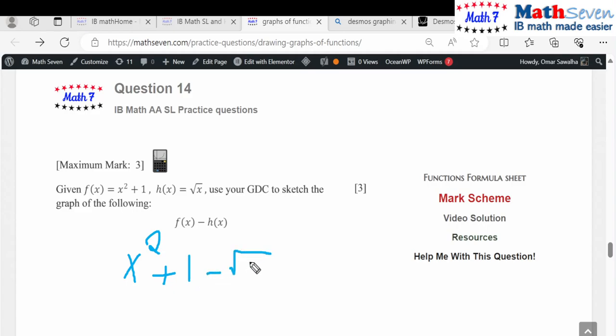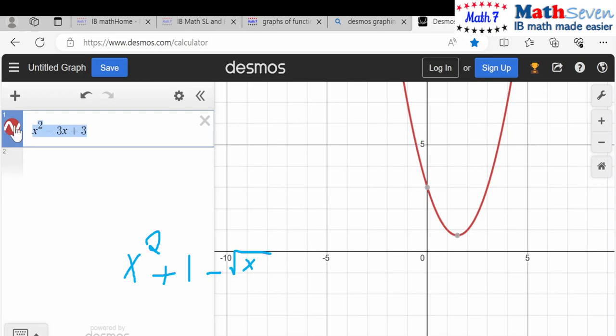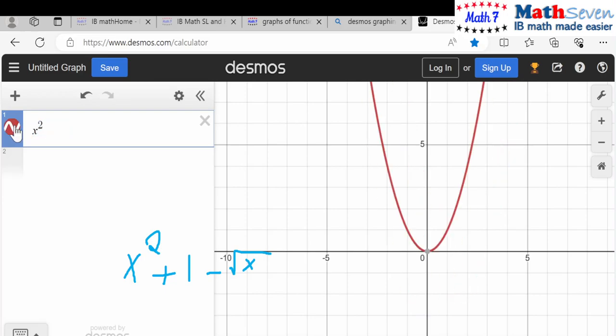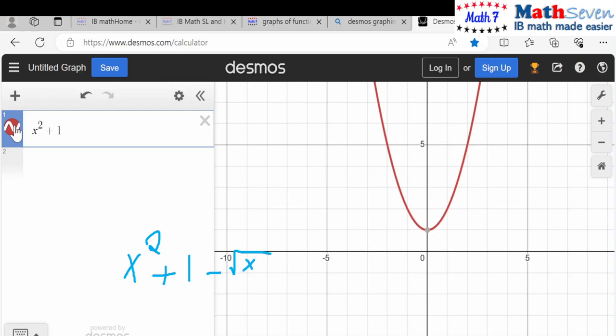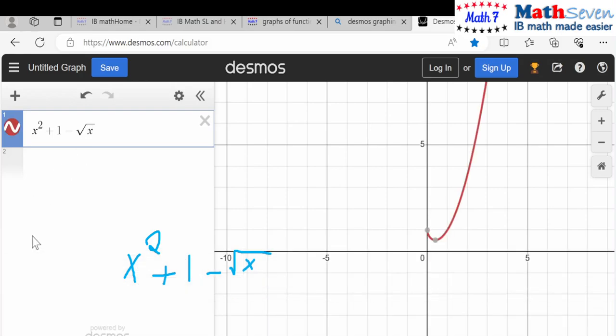So you're going to plug this in the calculator because it's really hard to do it without a calculator. I'm going to use Desmos here. So if I want to use this, first of all, it's going to be plus 1, like this, and minus radical. This is the radical sign. I'm going to grab it from here, and this is x, and take this down.